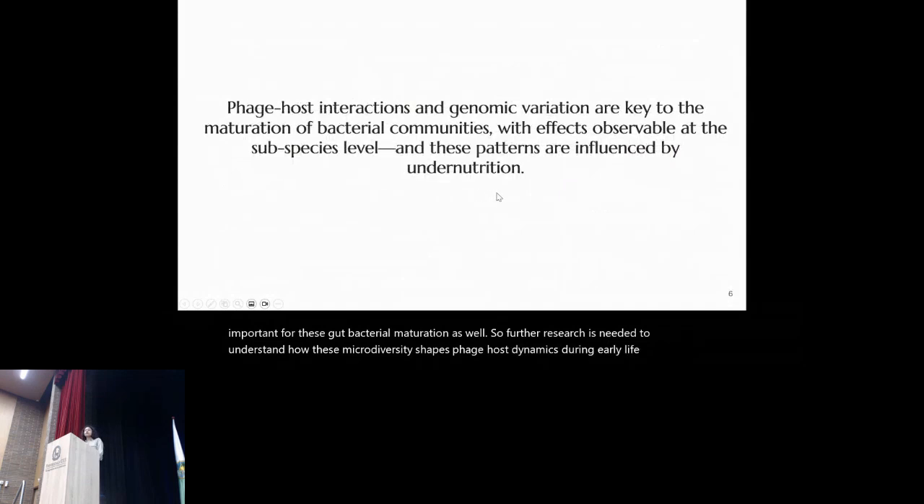So we hypothesize that phage-host interactions and genomic variation are key to the maturation of bacterial communities in the gut, with effects observable at the subspecies level, and these patterns are influenced by undernutrition.